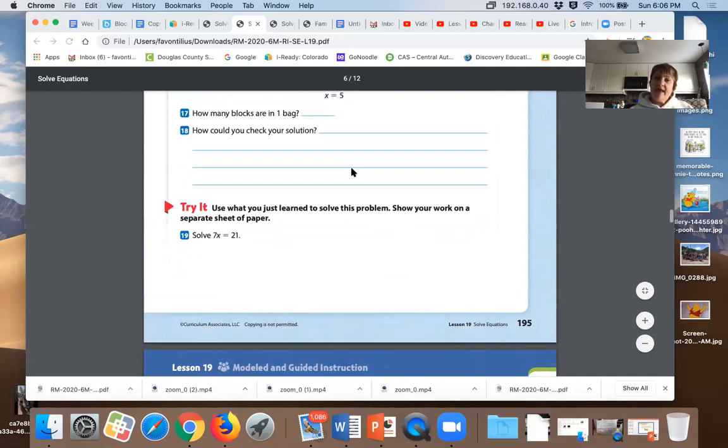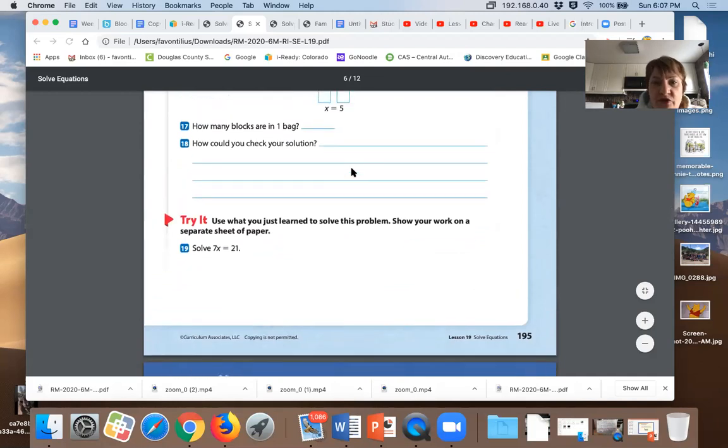Now, go ahead, guys. Try what you learned and show your work on a separate sheet of paper. All right, I'll do mine over here. You do yours. 7x equals 21. All right, it's multiplication, and I need to get the x by itself.